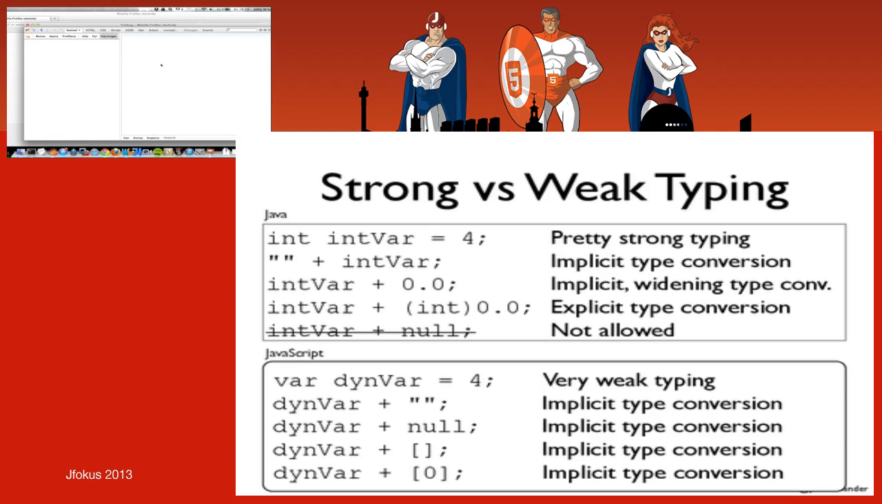But let's at least do this and see what we get back. So first we declare it. We assign the value 4, and then we add an array with one element of 0 in there. And we get 40 back.